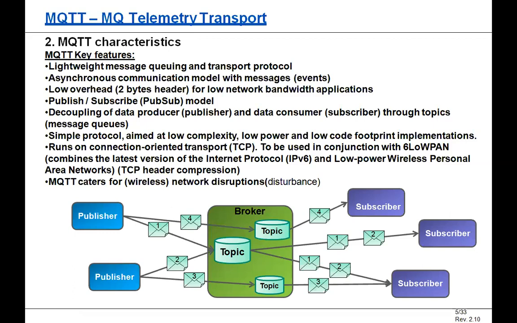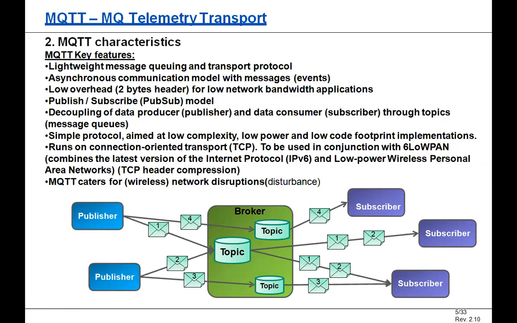TCP basically, to be used in conjunction with 6LoWPAN. In 6LoWPAN, 6 is for the IPv6 protocol, and WPAN is the wireless PAN. So you will use this MQTT with 6LoWPAN connections. MQTT caters for network disturbances.